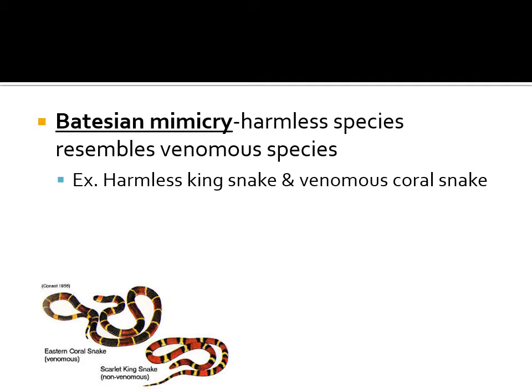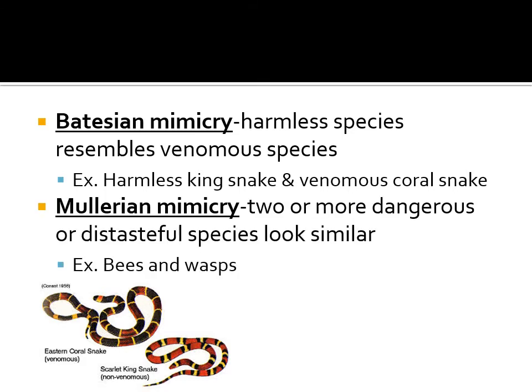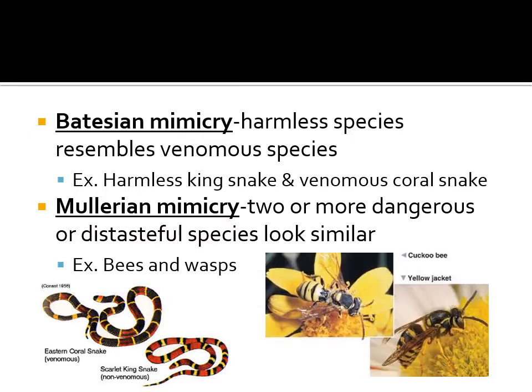So that's Batesian mimicry. Harmless organism comes to resemble one that is harmful. We see that a lot in different types of reptiles and insects. Another type of mimicry is Müllerian mimicry, and that is where two or more dangerous or distasteful species look similar.